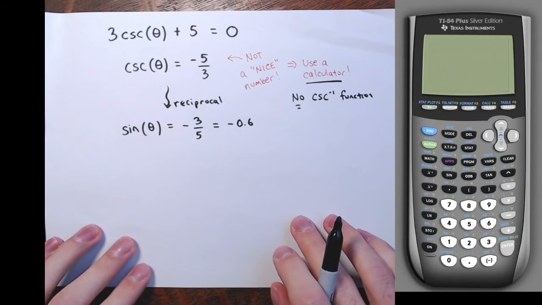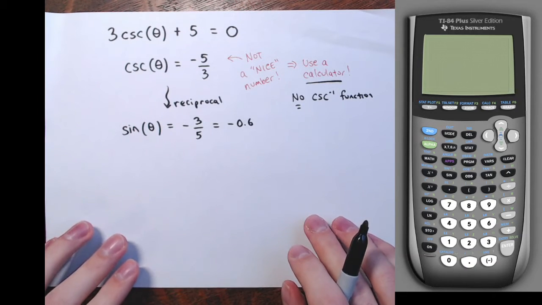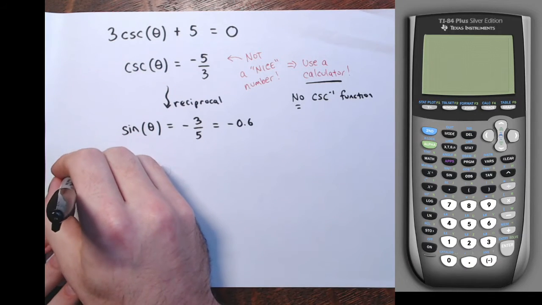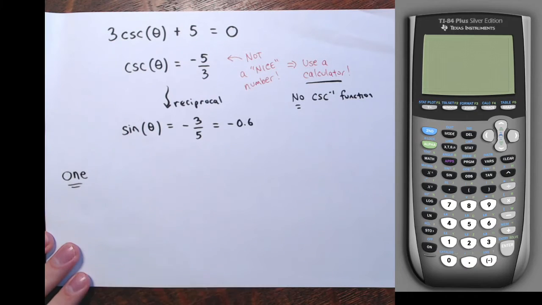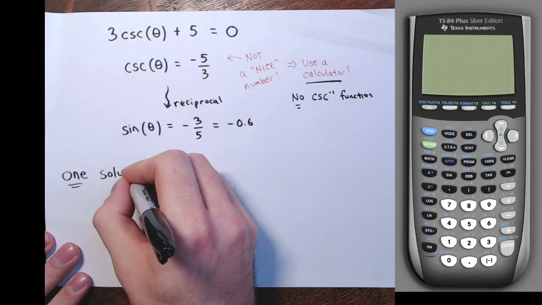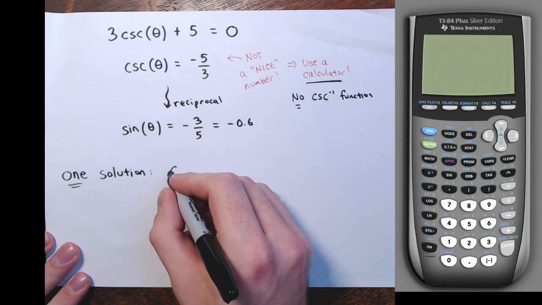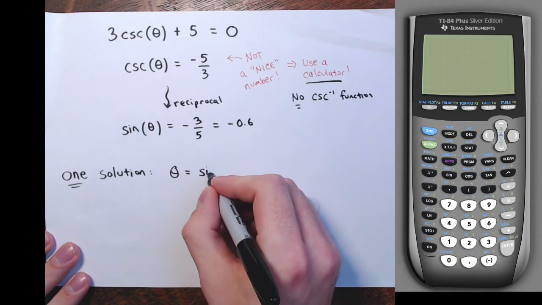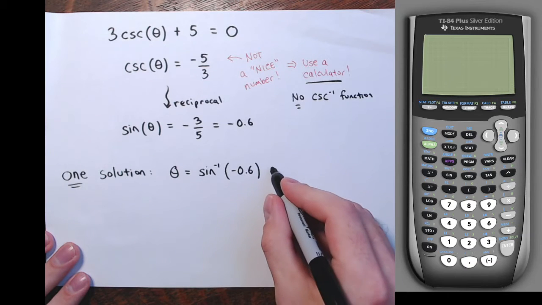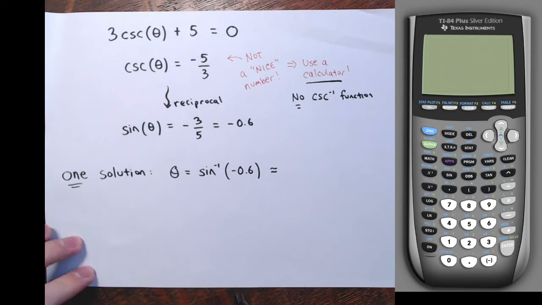So the first solution I can find with the calculator is the inverse sine of negative 0.6. So one solution we can get from this, and only one. There will be infinitely many, but we're going to find one to start with. So one solution of this equation would be theta equals the inverse sine of negative 0.6, right, and all my options in the book, on the web page, in the homework are rounded to 3 decimal places. So let me do that here.